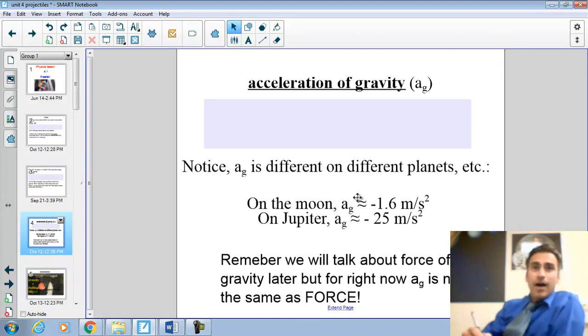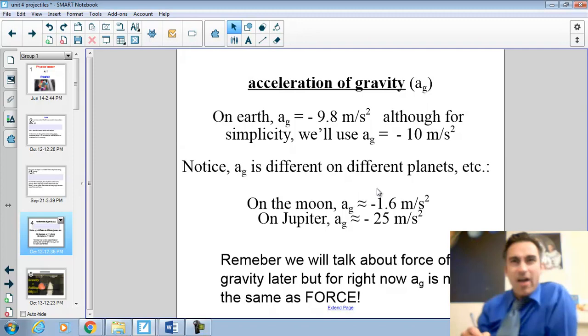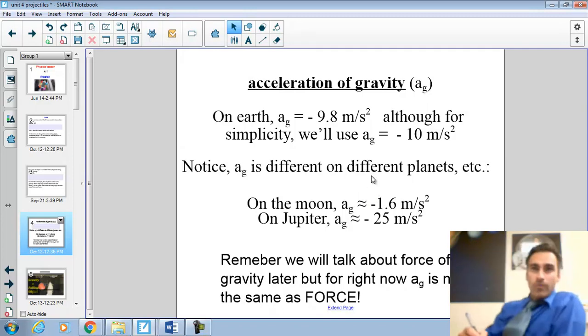Acceleration of gravity here on Earth, we have it as negative 9.8 meters per second squared, but in this class you can just round that up to negative 10 or round it down depending on how you want to talk about it. Notice that on different planets it's different. So the moon has a negative 1.6 acceleration of gravity. So if you were to drop something on the moon, it would fall to the surface in less time than it would here on Earth.